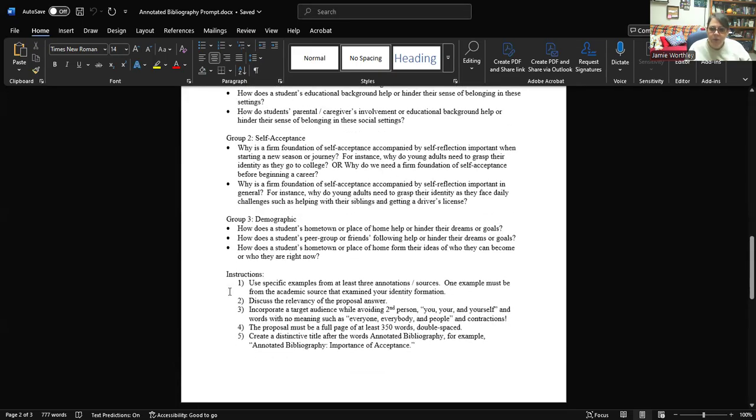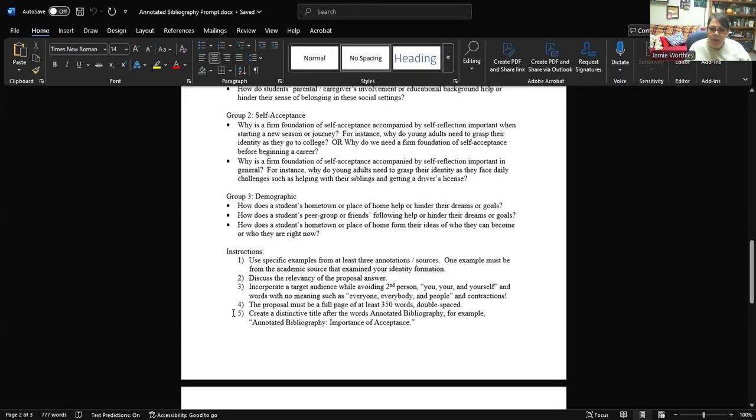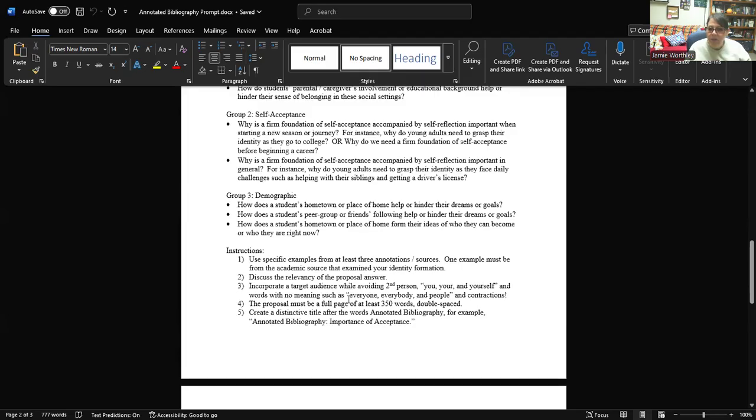Right, so here are some instructions. Use specific samples from at least three annotations or sources. One example must be from the academic source that examined your identity formation. Discuss the relevancy of the proposal answer. Incorporate a target audience. We want to stray from you, your, yourself, so we're going to talk about I, me, my. It must be a full page, double spaced. And create a distinctive title, like Annotated Bibliography: Importance of Acceptance.